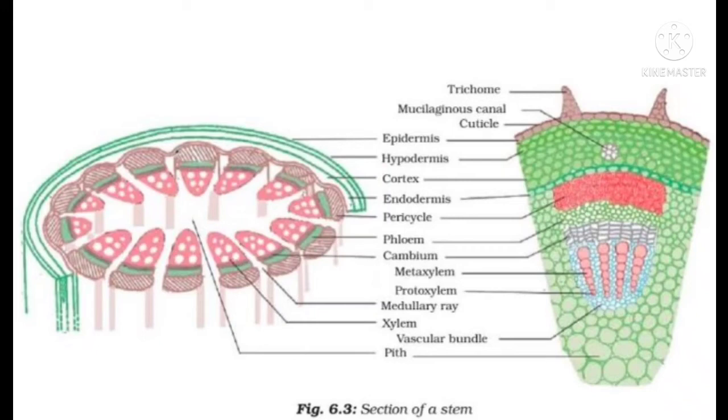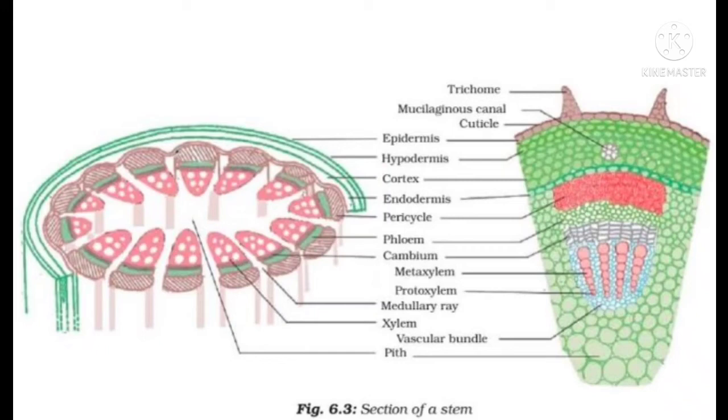Firstly you can see the trichome is there, on the right hand side of the image. Then mucilaginous canal is there, cuticle is there. Then you can see the epidermis of both the sections. Epidermis is there, then hypodermis, you can see the labeling, my dear students. Hypodermis, then cortex, then the endodermis which is present a little bit inside. Then the pericycle, see the shape of the pericycle. Two sections are taken, they have shown both the sections.